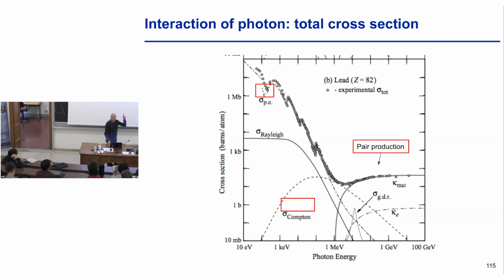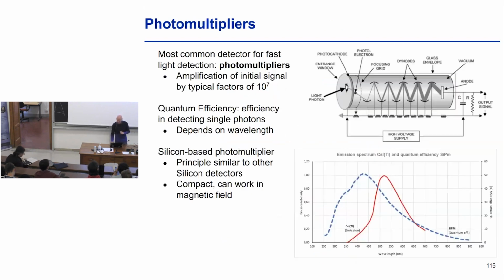The photoelectric effect behaves this way because it depends on the binding energy of the electron in the atom. So the probability of getting an interaction depends on the energy levels of the atoms. That's why you get this type of effect.